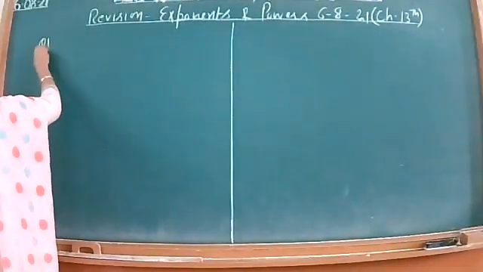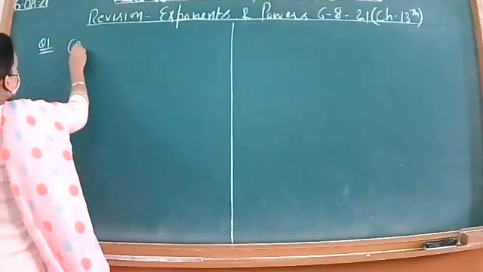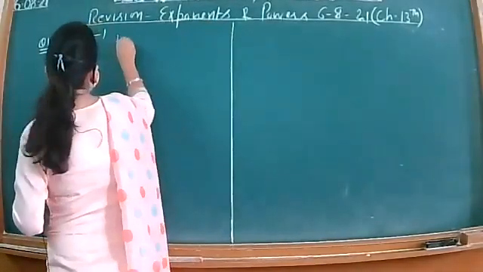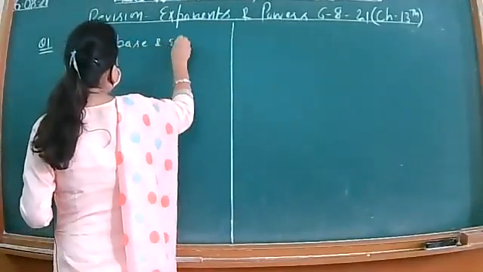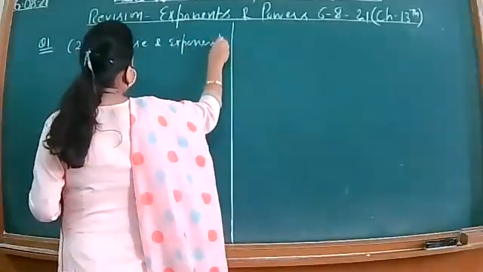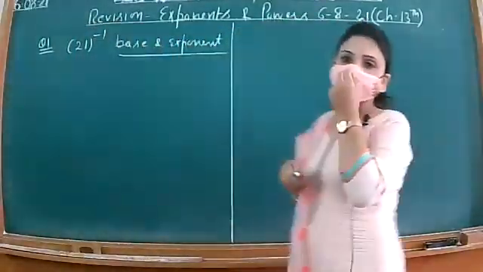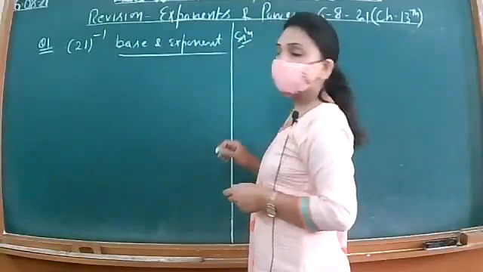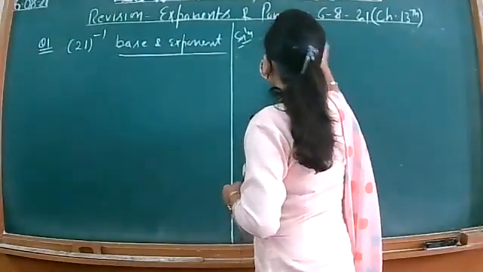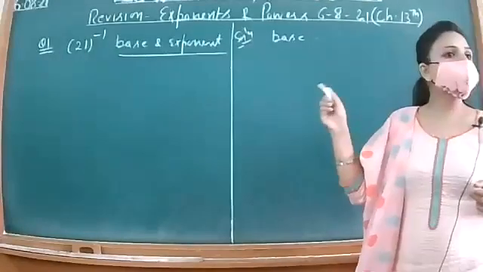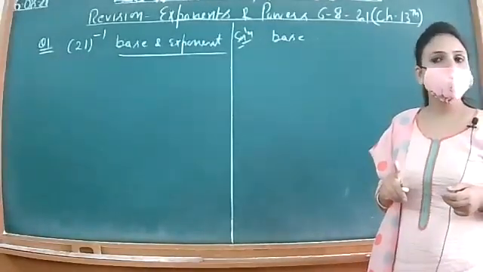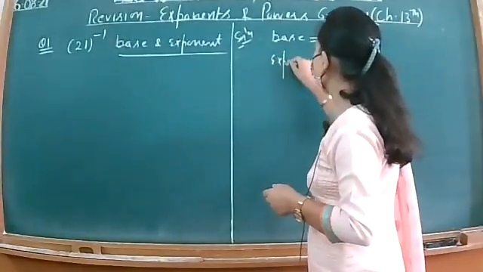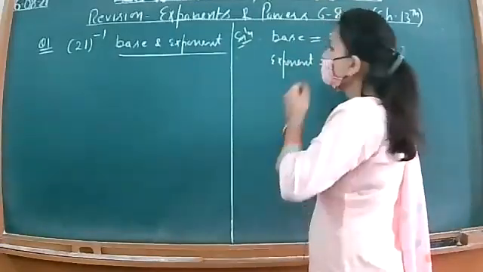Suppose question number 1 I'm doing. Suppose we are having a number 21 raised to power minus 1. And the question is, write its base and exponent. So let us do the solution. What is the base in this question? 21 is the base. And what is the exponent? Exponent is equal to minus 1.